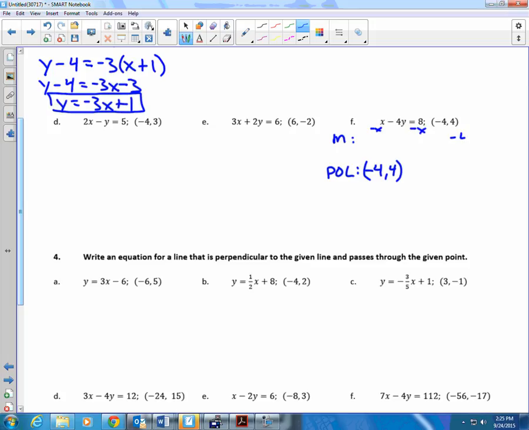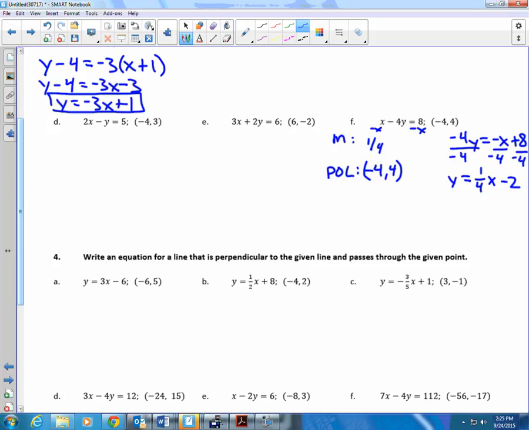Subtract x to get negative 4y equals negative x plus 8. Then what do you do to both sides? Y is, what's negative x over negative 4? What fraction is that? A 1/4 x. And then 8 over negative 4 is minus 2. So what's the slope of that line? A fourth. So the slope of the line parallel is 1/4.